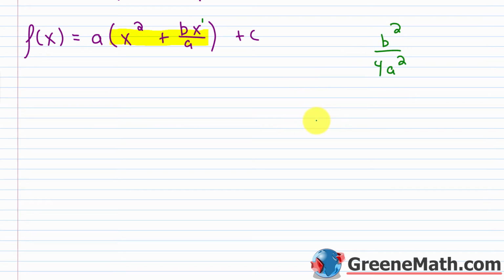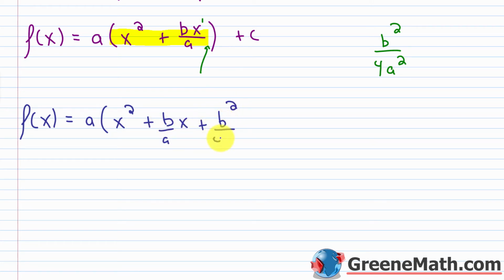Again, we have to be careful. If I just shove this in right here, remember, a is going to be multiplying by that, so I can't just balance it outside of the parentheses. So to remind myself, I'll have f of x is equal to a times the quantity x squared plus b over a x plus b squared over 4a squared. Then I'm going to put minus b squared over 4a squared. This is all inside the parentheses, then I'll close the parentheses.